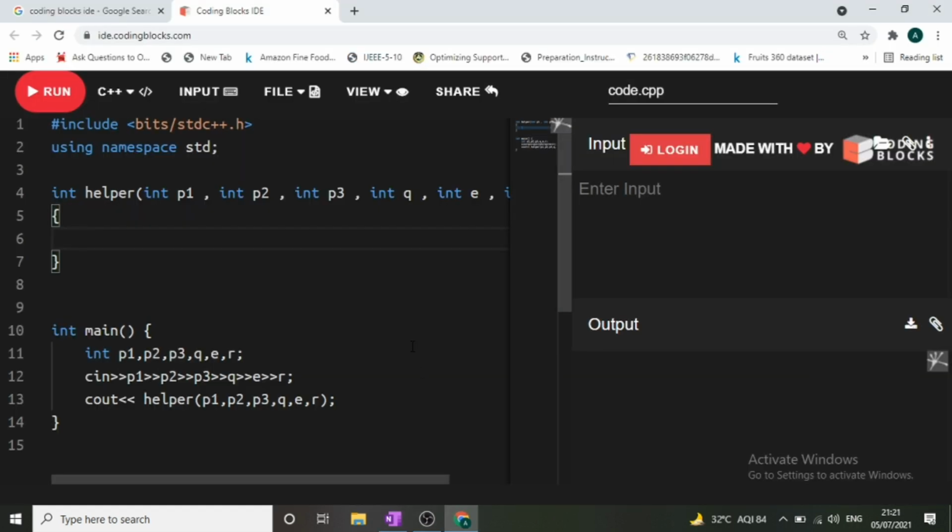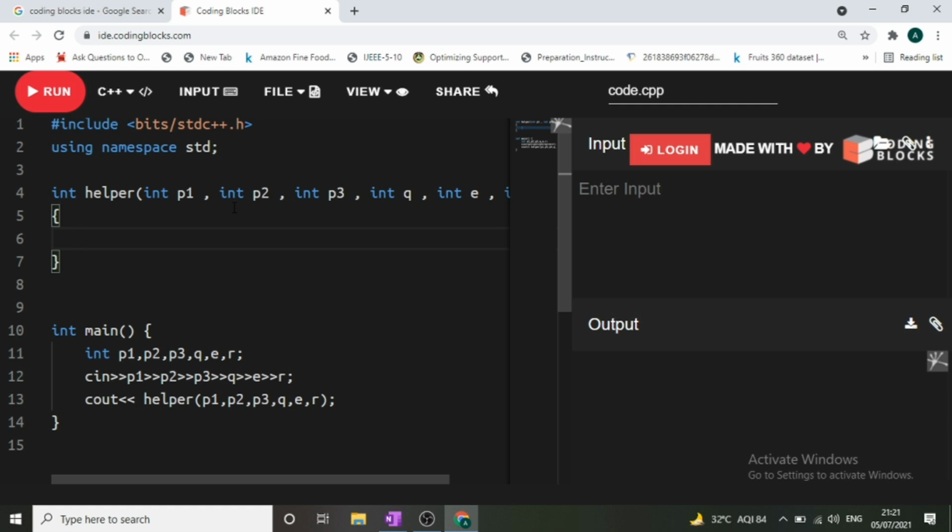Okay, so I have already written the boilerplate code. See, this is the input, how you will take all these values. First will be P1, then P2, then P3, then Q, then E, then R. So this was the sequence in which you have to take the input. Then I have called the helper function in which I have passed all these things as parameters. Now we have to find the answer for the two particular questions that were given to us.